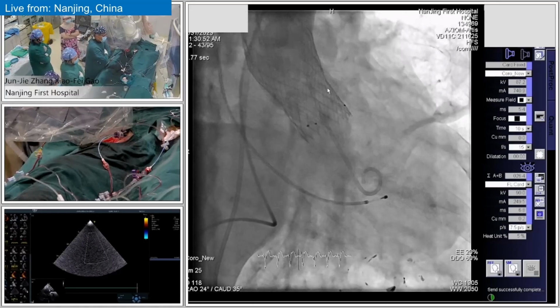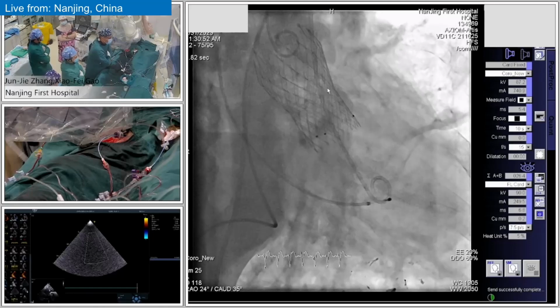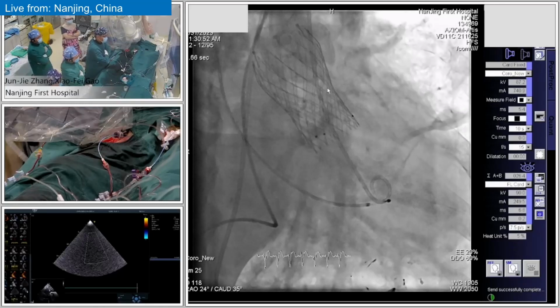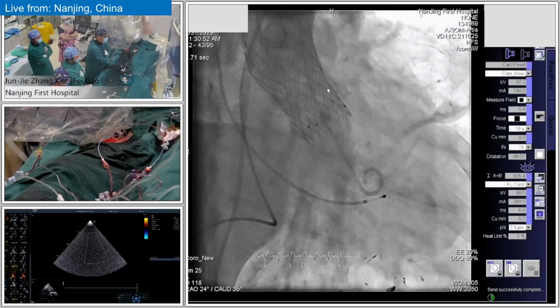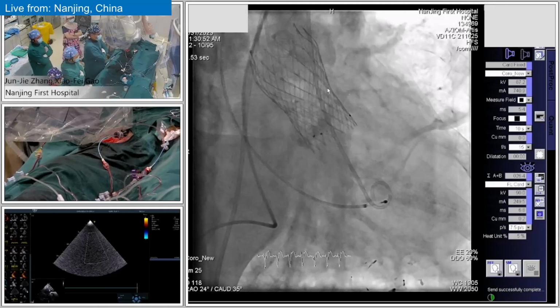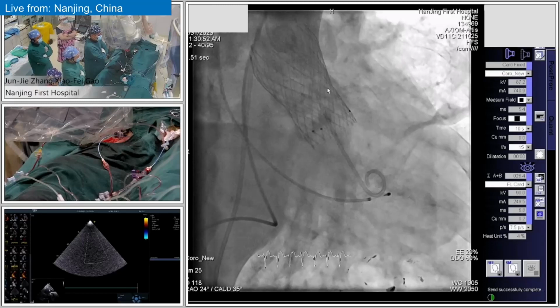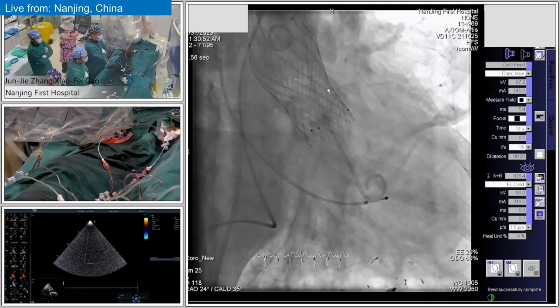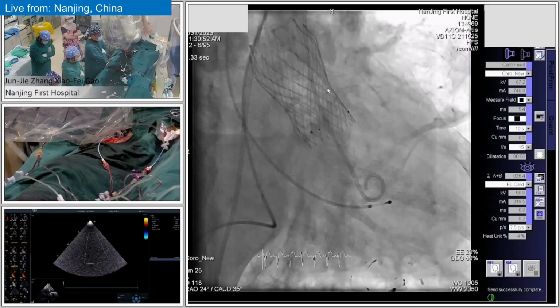The next question is what percentage of TAVI cases in China are performed with Venus-A? Personally, I don't know the detailed information. Maybe more than one third, at least.